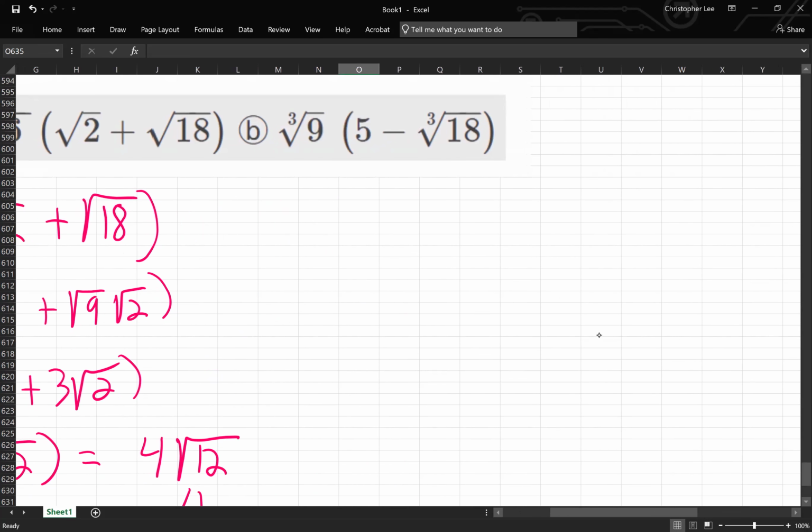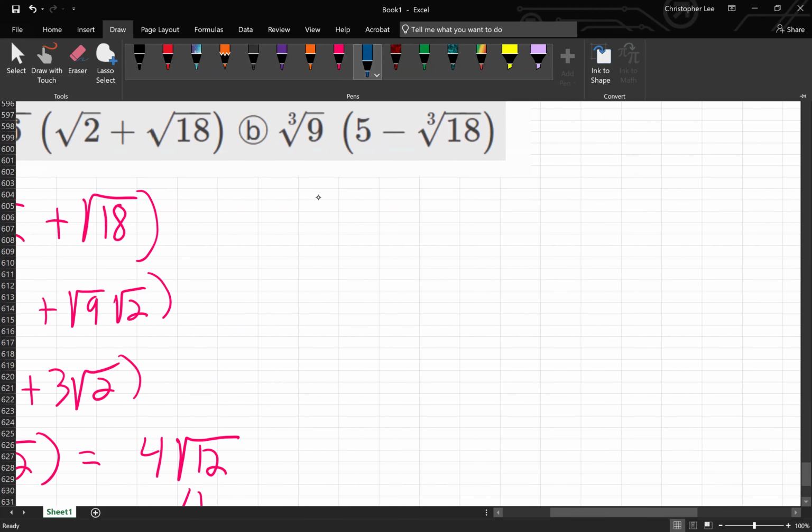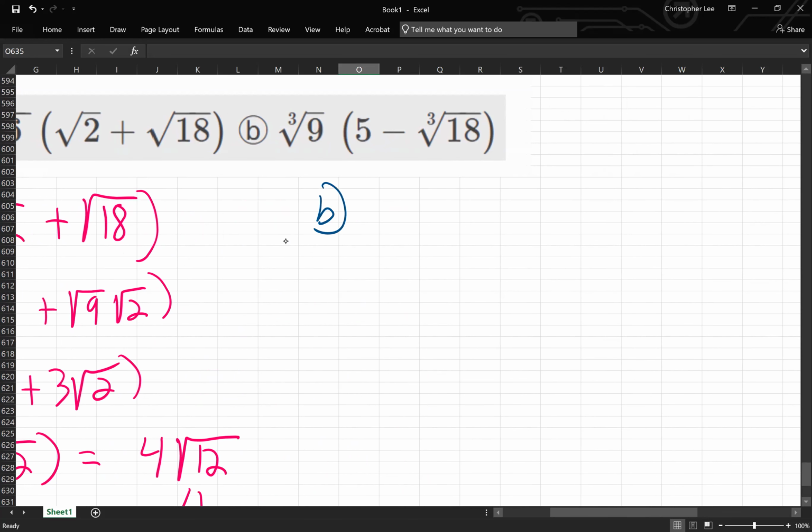Matter of fact, I'm gonna do that for this next example. Now you don't have this on your homework, but just humor me for a second. This is the cube root of 9 times the quantity 5 minus the cube root of 18. Now that's like 9 times 9 times 2. That's not gonna help me.